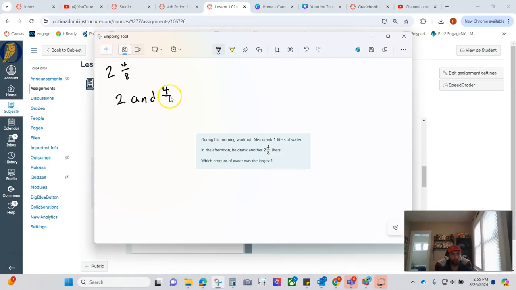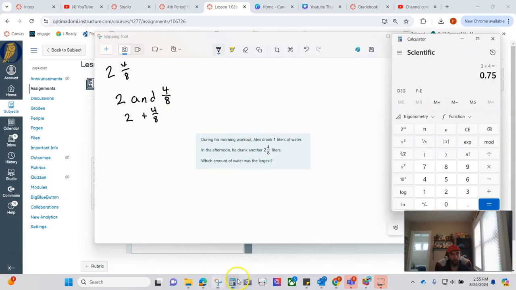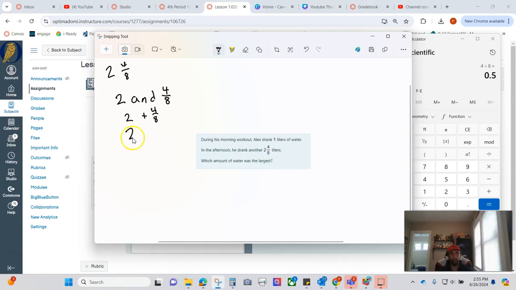I gotta write it out like this, kind of like saying in math 2 plus 4 eighths. So let's try and turn 4 eighths into a decimal. We can turn any fraction into a decimal by doing top number divided by bottom number. 4 divided by 8, 0.5. So 2 and 4 eighths is very similar to saying 2 and 0.5, or just 2.5.